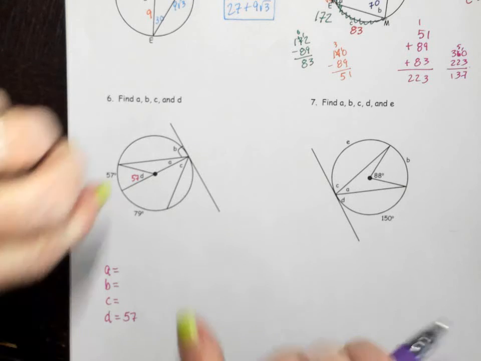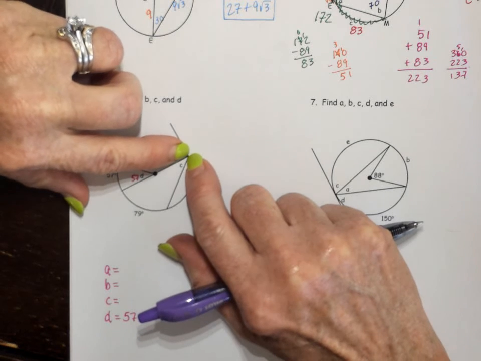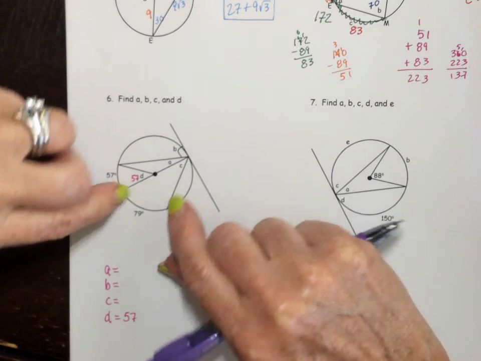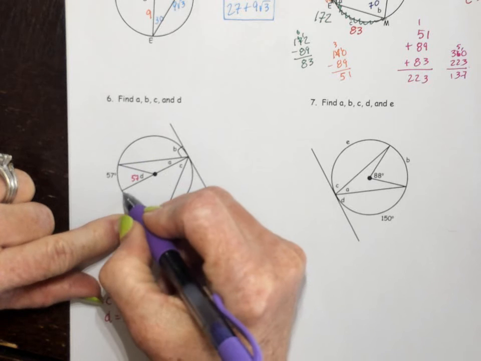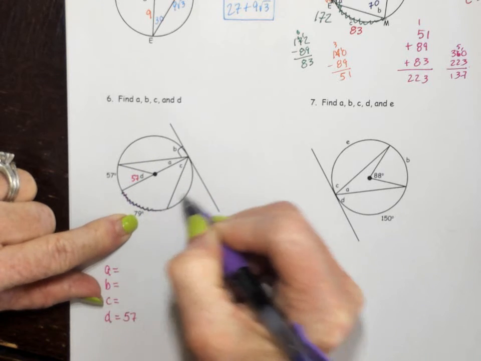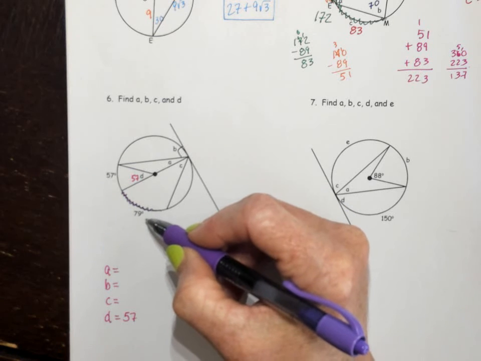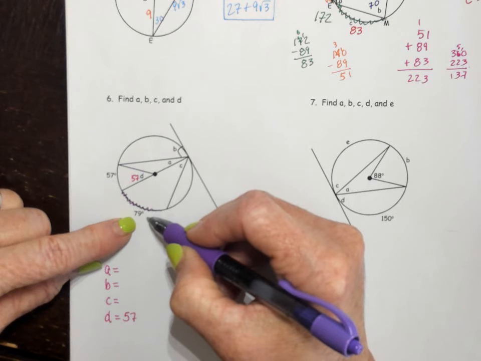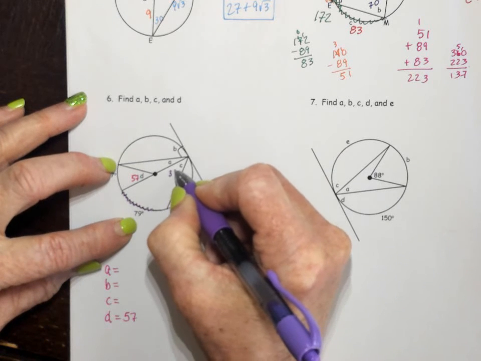Let's look at angle C. So C, that's a vertex on the circle, and if I follow the sides out from angle C, it hits this arc of 79. We know for an inscribed angle, that angle is half of the arc, so we need half of 79. If you can't do that in your head, grab a calculator. 79 divided by 2 is 39.5.